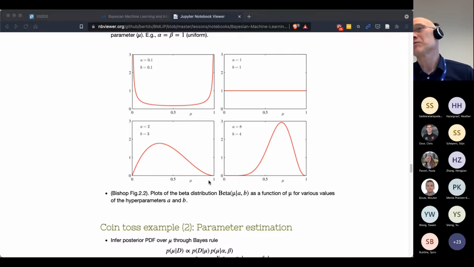And here's the other way around, right? Here you say, well, most of the time it will land on head. That's my prior belief. But it's up to you to choose 8 and 4 or 2 or 3.